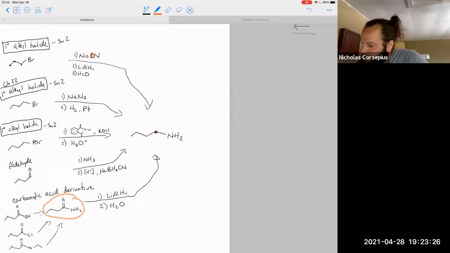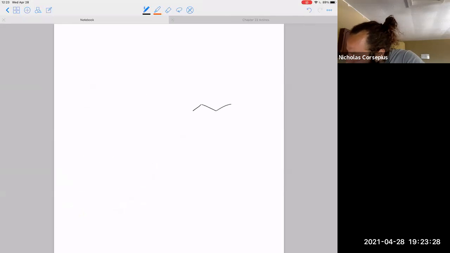Okay. Now, what if instead of being a terminal primary amine, this is still a primary amine, right? Because I have 2 hydrogens on my nitrogen, but it's no longer terminal. Now we only have one method of converting that. So everybody take a second and give me the reagents that you would use for that step.